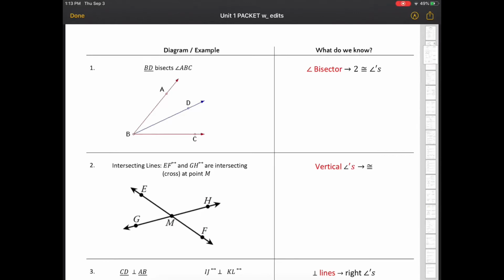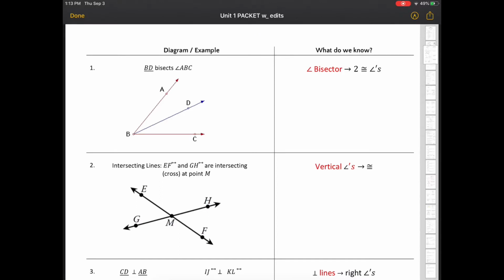Hey guys, so we're back here with specific types of angles and angle relationships. So let's take a look at what happens when we have certain degrees of angles and angles combined together. So the first thing we're going to talk about is an angle bisector.